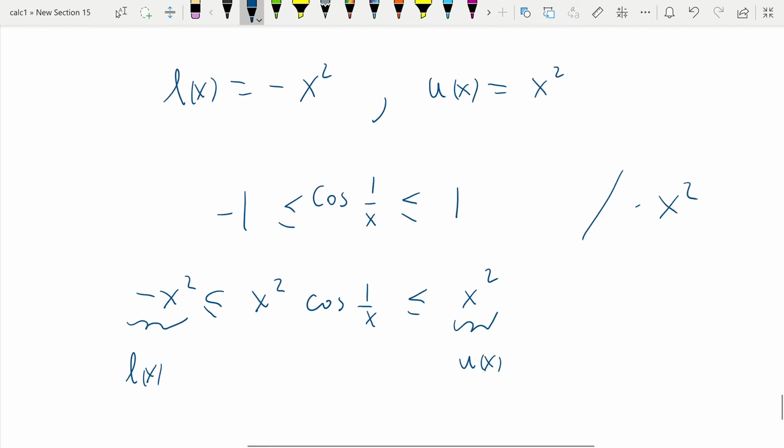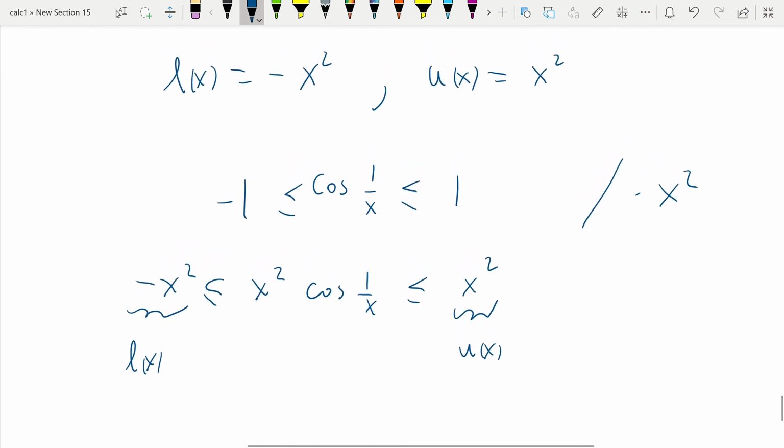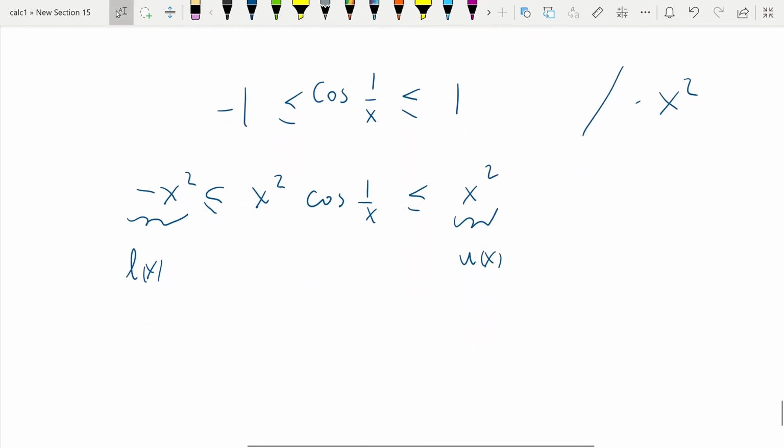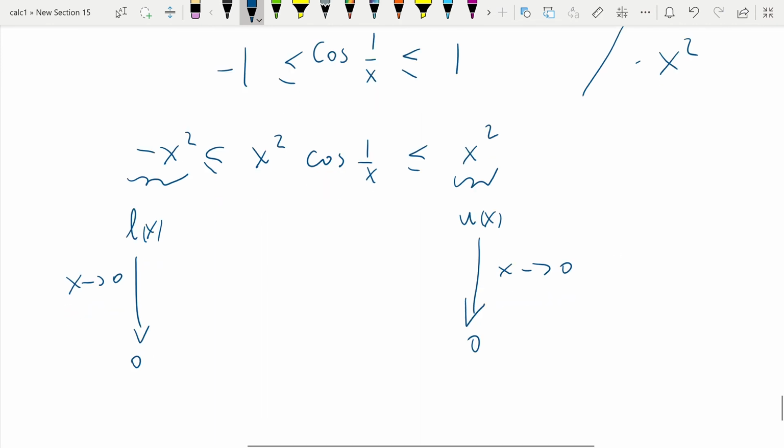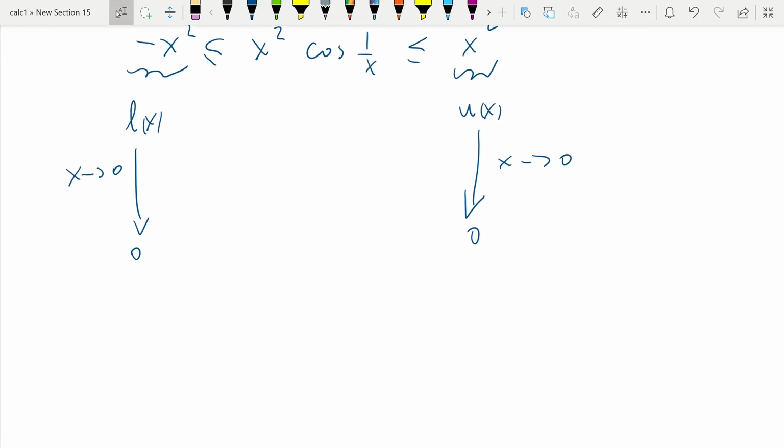But we know that when we let x go to 0, both L of x and U of x go to 0. This goes to 0, and this goes to 0 as well, as x approaches 0. So the conclusion here, using the squeeze theorem, is that x squared cosine of 1 over x goes to 0 as x goes to 0.